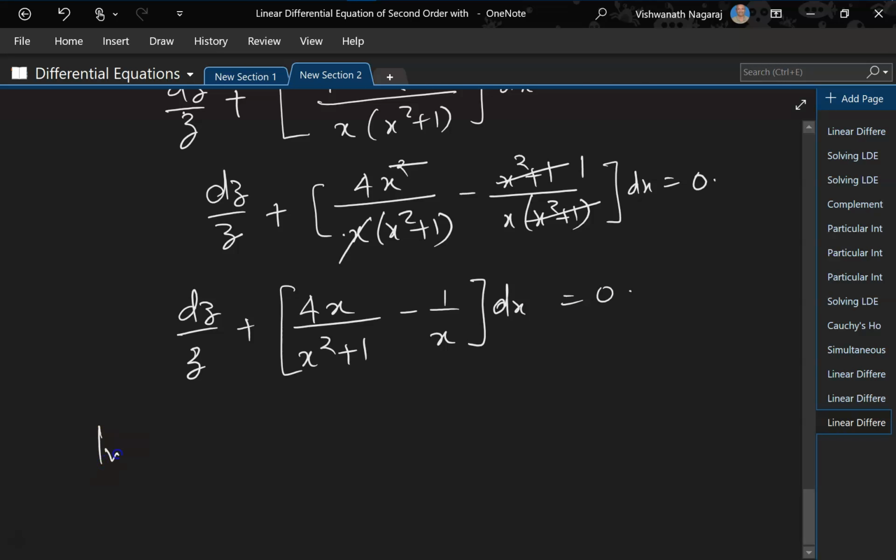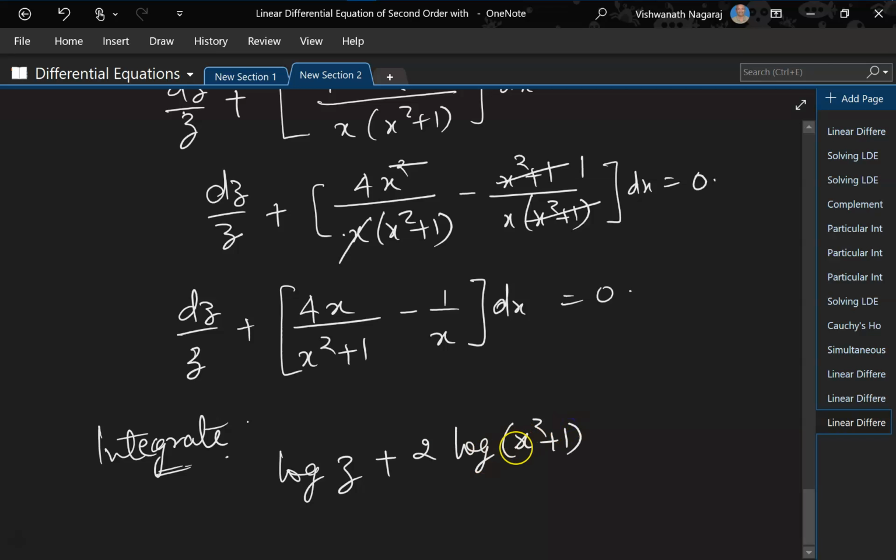Anyhow, now we integrate. So when we integrate, what happens? This becomes, it's in the denominator, so log z plus. Now here, x square plus 1 is in the denominator, so we can say log x square plus 1, right? But if we differentiate log x square plus 1, we will end up with 1 by x square plus 1 times 2, but here we have 4, so let's make it twice that, 2 times log x square plus 1.